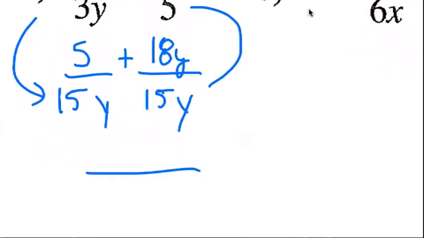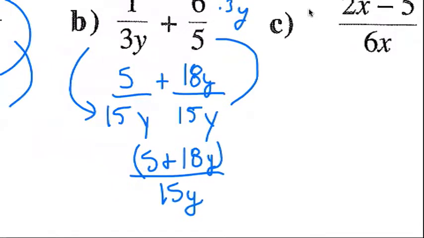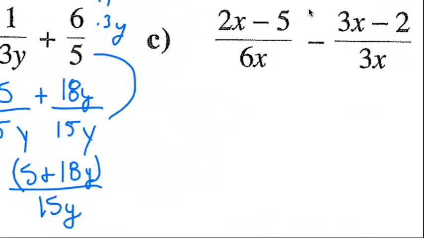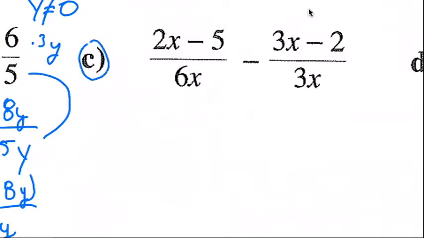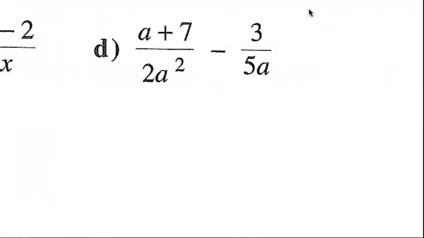All on the same denominator now. I get 5 plus 18y, of course, in a bracket. And you're done. Well, let's skip C. If you want to see C in class, I'll happily do that in class on Zoom or something for you. But let's do D.